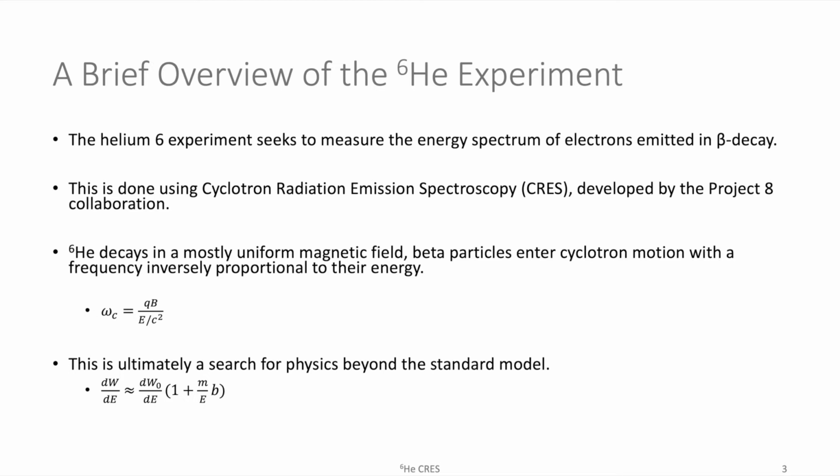As the beta particles are emitted in decay, they are trapped using a series of coils and enter a cyclotron motion with a frequency that's inversely proportional to their energy. By measuring this frequency, we are able to construct the entire beta spectrum. From the spectrum, we'll pull the Fierz coefficient.